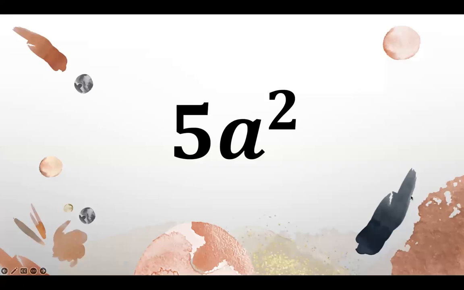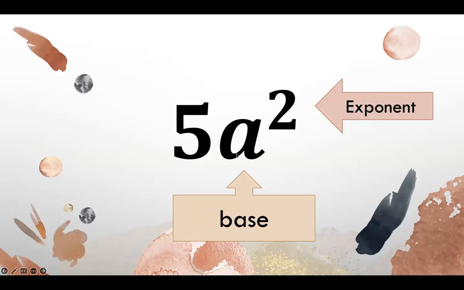So, for example, we have this number 5a squared. 2 is our exponent. A is our base because base A is the only number that is being raised by our exponent 2. 5 is our numerical coefficient. So again, A is our base since only the base A is being raised by an exponent 2.